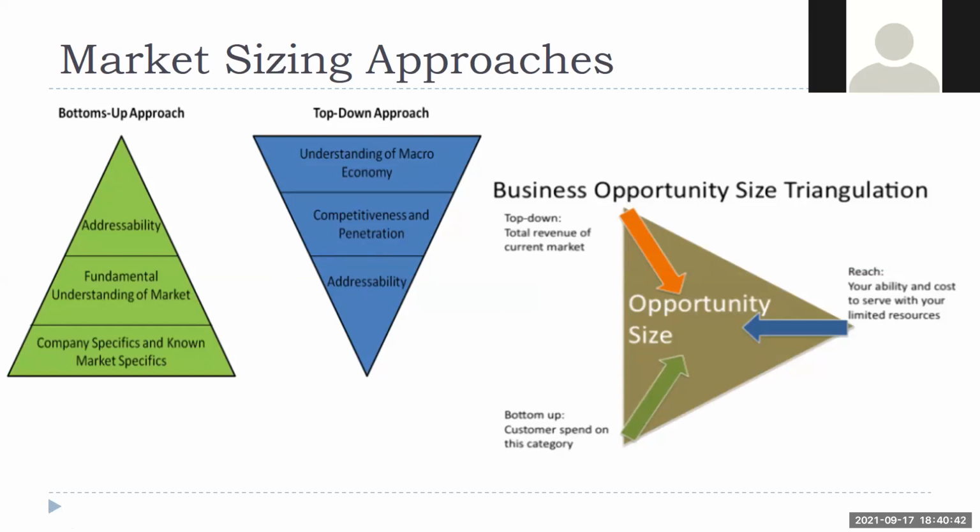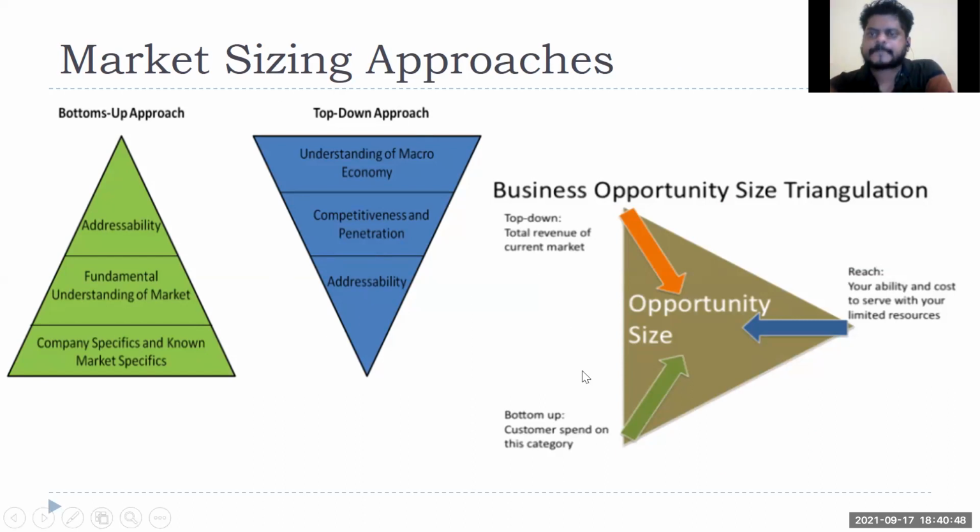That I understand, sir. I just want to know how we can use both of them simultaneously to reach the opportunity size. Yeah, that is the triangulation part. Basically, let's say you find out a data. It is not that you will do this independently. You do a top-down, and let's say you find a market share.